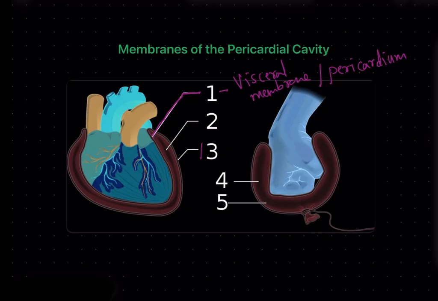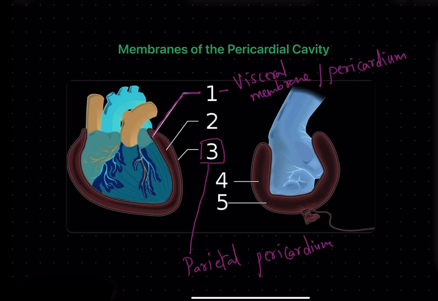All right, this one, that's the parietal pericardium, and the space here is the pericardial space, which is filled with the serous fluid. Okay, now this visual here is simply just to help you understand and visualize what this looks like. So assume that that's your organ.